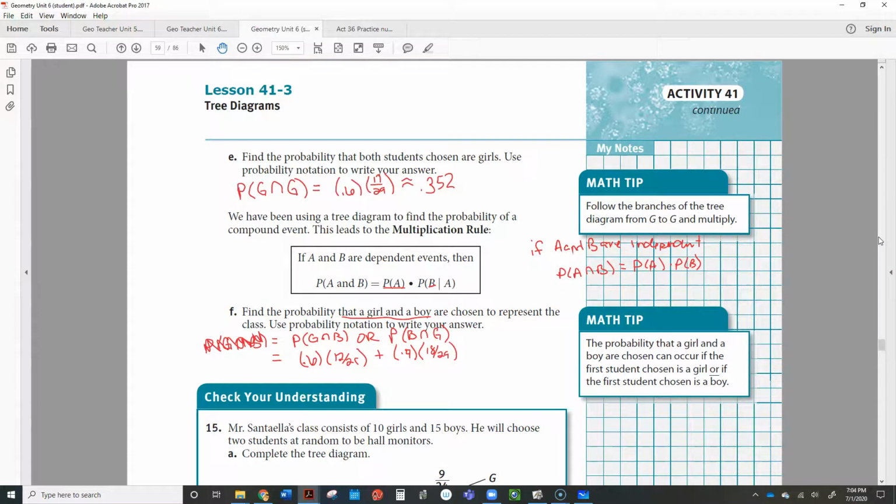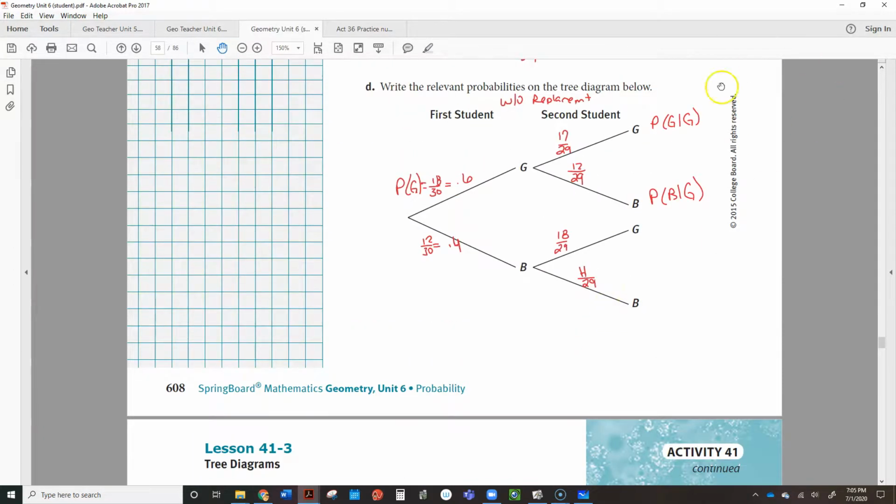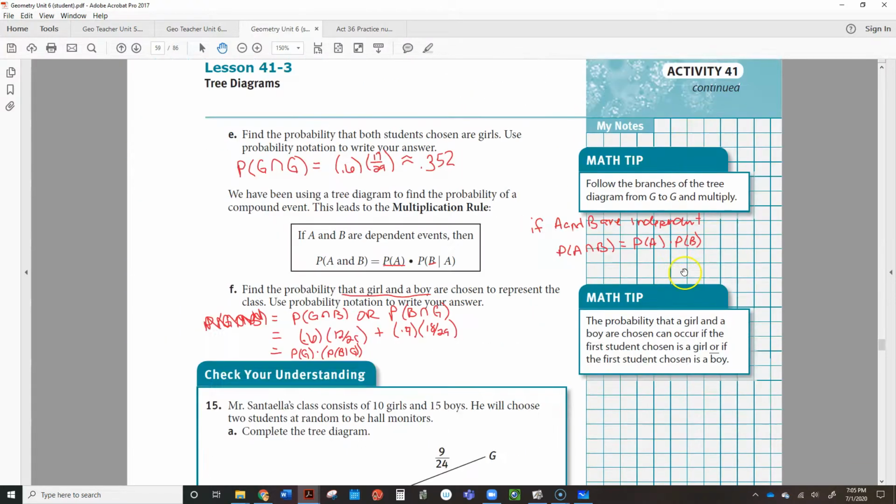And to write this out using this formula, this 0.6 is the probability of the girl happening. And then we're multiplying that times the probability of a boy, given that a girl was already chosen. So remember, each one of these numbers out here is the probability of a boy given that a girl was already chosen. So the probability of a girl times the probability of a boy given a girl was already chosen. So that's what we're multiplying together right there, which is exactly what that formula says.